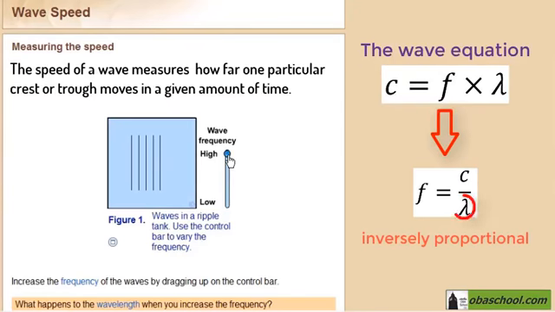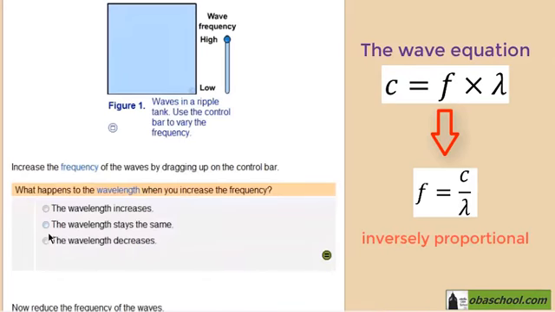So the wavelength decreases as the frequency increases, and by decreasing the frequency, the wavelength increases. So the answer for this question is that the wavelength decreases. Let's check it. Correct. This inversely proportional relation applies for both: if the frequency increases, the wavelength decreases, and vice versa.